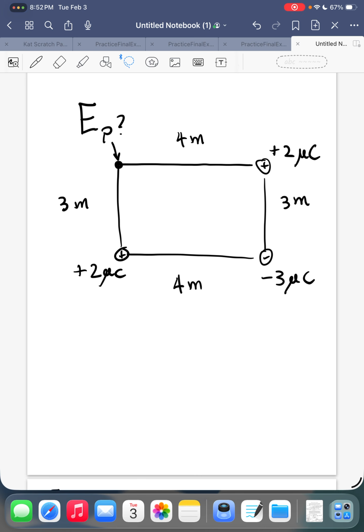Now, if I had asked a different question, if I had said, what is the voltage at point P? Those are not vectors. There you only have to worry about the contribution caused by the point potentials at that distance, and then you add them all up.